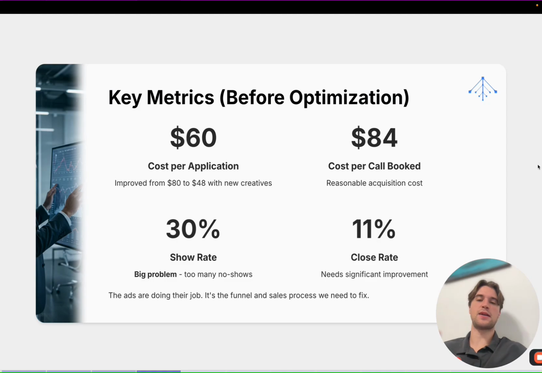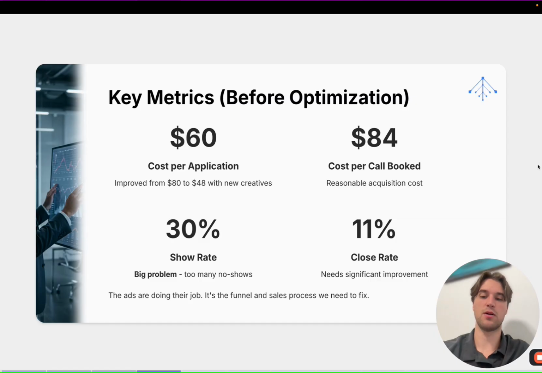So the key metrics before we optimize: the cost per application was about $60. We actually improved that from $80 to $48 by creating new creatives, which is why you see the average came out to be about $60, which is great. Cost per booked call about $84, which is also good. The show rate, 30% though. That's a huge problem. The close rate, 11%.